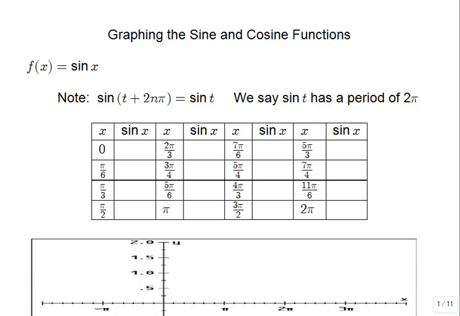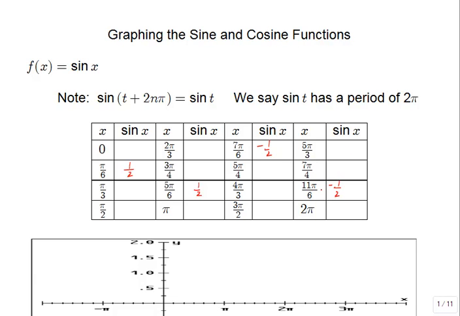So for pi over 6, remember that the y value was 1/2 for that terminal point. So all these pi over 6's are going to be 1/2, but we will need to adjust the sign based on which quadrant we're in. All of these angles here are quadrant 1, and sine is positive in quadrant 1. All of these angles are quadrant 2, and sine is positive in quadrant 2. This is quadrant 3, so this sign should be negative, and this is quadrant 4, so this sign should be negative.